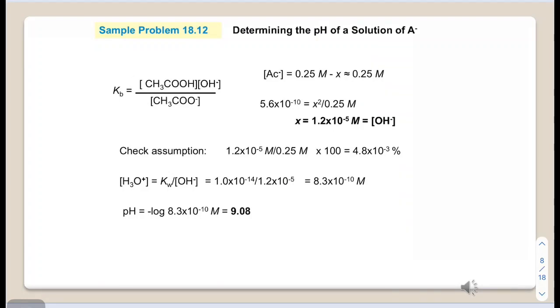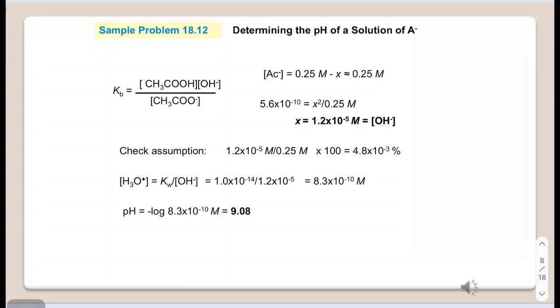After we got the Kb, then we can solve our x. So write the Kb expression and plug in the value of Kb that has been calculated, which is 5.6 times 10 power of negative 10. Both of these concentrations are x. The concentration of the acetate is 0.25 minus x, but we neglect the x value, so we assume that 0.25 minus x is almost equal to 0.25. So the concentration here is written as 0.25 only. Then we solve x, so x is equal to 1.2 times 10 power of negative 5 molar.